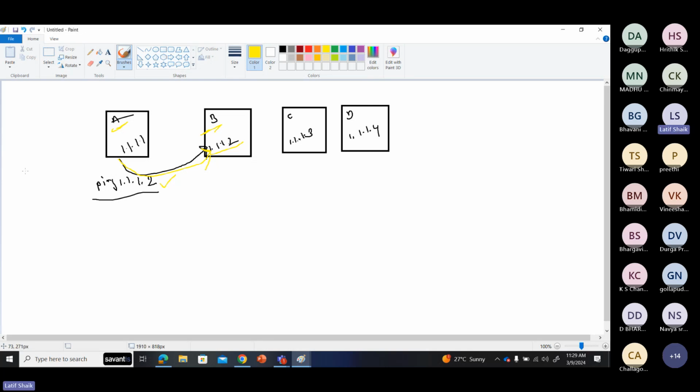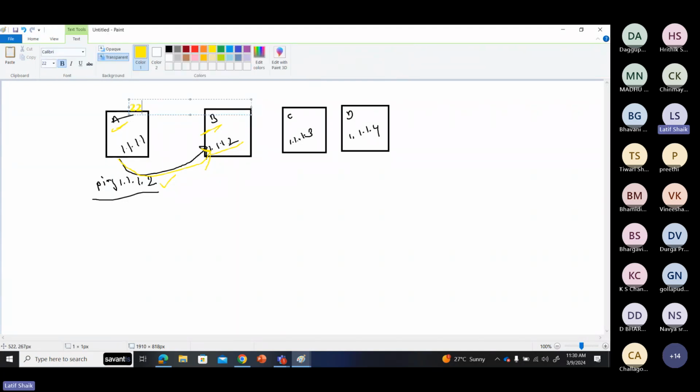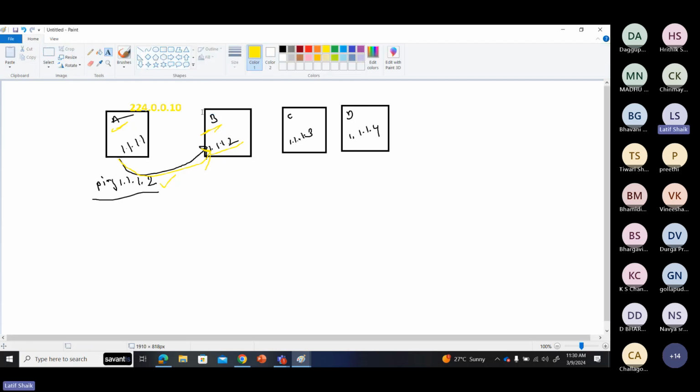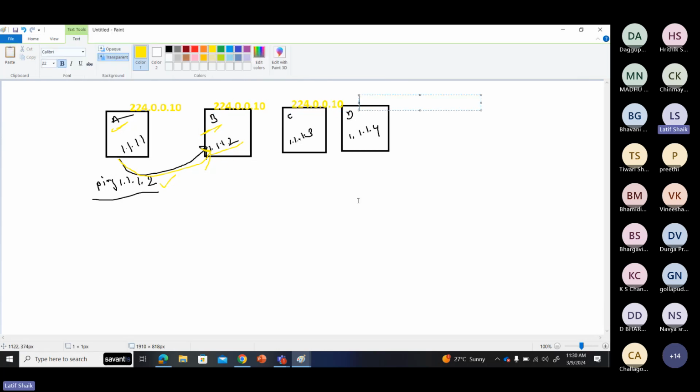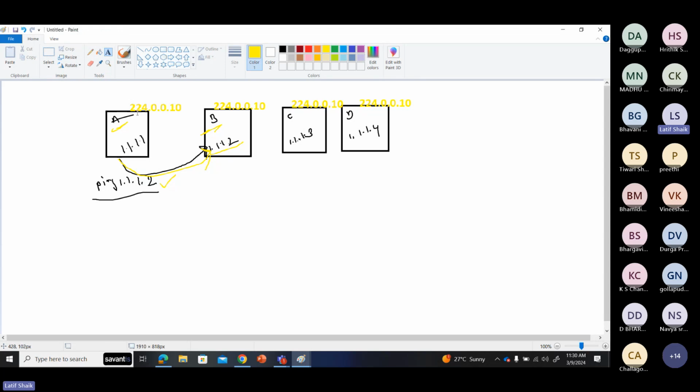What is multicast communication? Multicast communication is like a group call, group messaging, group discussion. It means everybody has the same address. For example, this has 224.0.0.10. It is not assigned to any single device. You cannot assign an IP address like this; it depends upon some protocol and programming, but all these have the same IP address.